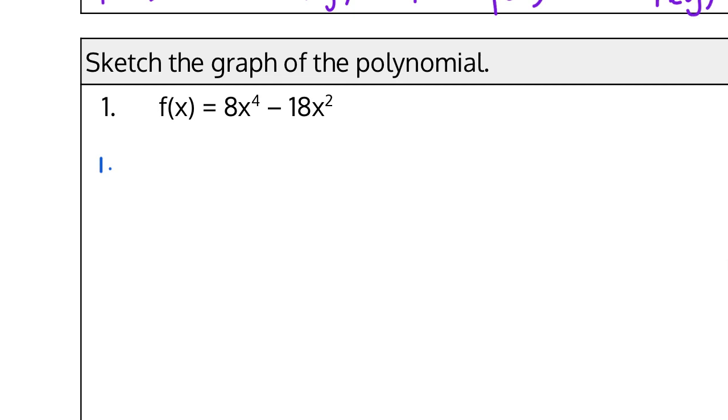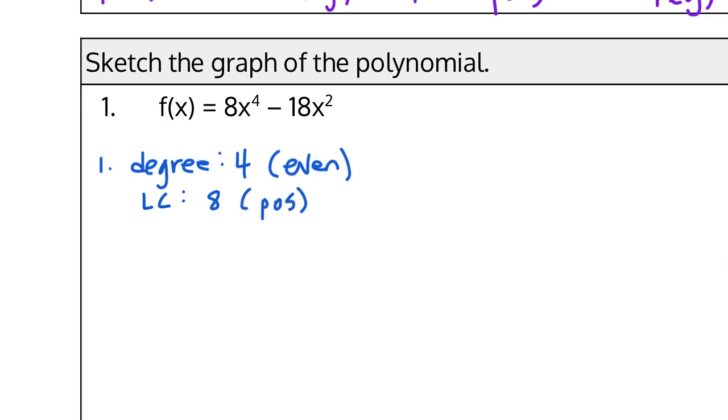So if I'm looking at this function, the largest exponent that I see is 4. So this function has a degree of 4, which means that it is even. Second, I'm going to look at whatever number's in front of that largest exponent. In front of that, I have an 8. So I'm going to write LC to mean leading coefficient, which is 8, and what's important about that 8 is that it's positive.